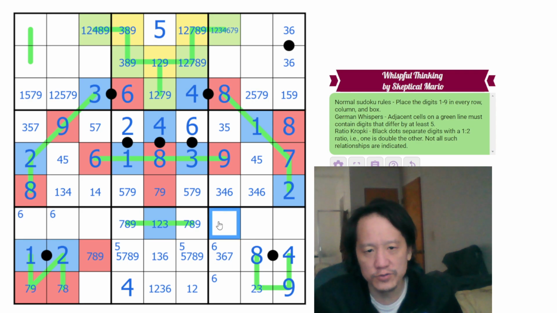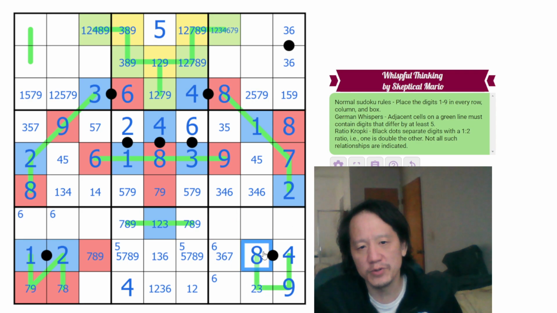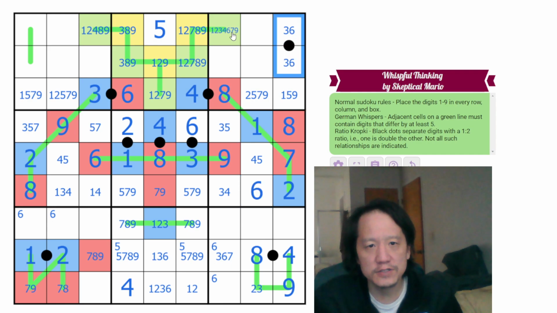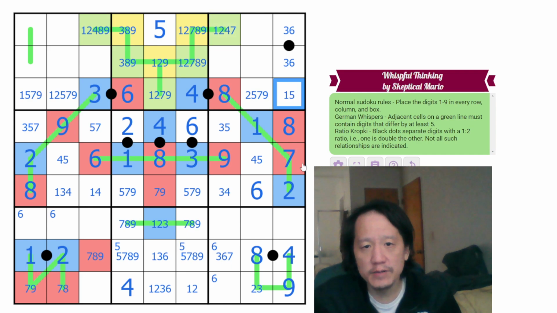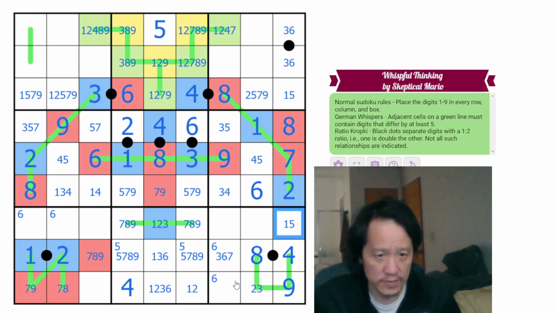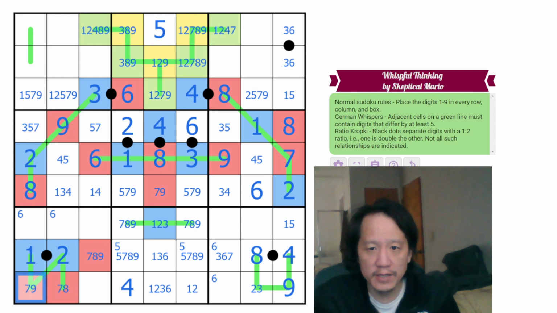So 6 has to be one of those 2, which means 6 can't be here. 6 can't be here because of the German whisper line, so 6 has to be here, which means this can't be 6, so therefore this is a 6 here. This is 3, 6 pair, so this can't be 3 or 6. This can't be 9. So that all works so far. This can't be 9 because of this 9, and this is also 1 or 5. This can't be 9 anymore because of this 9, so this must be 7, which forces that to be 8, which forces that to be 9.